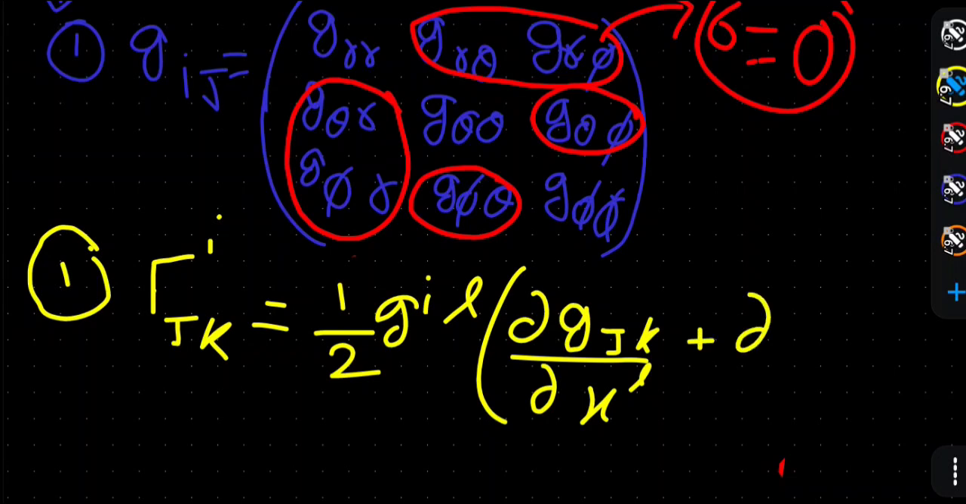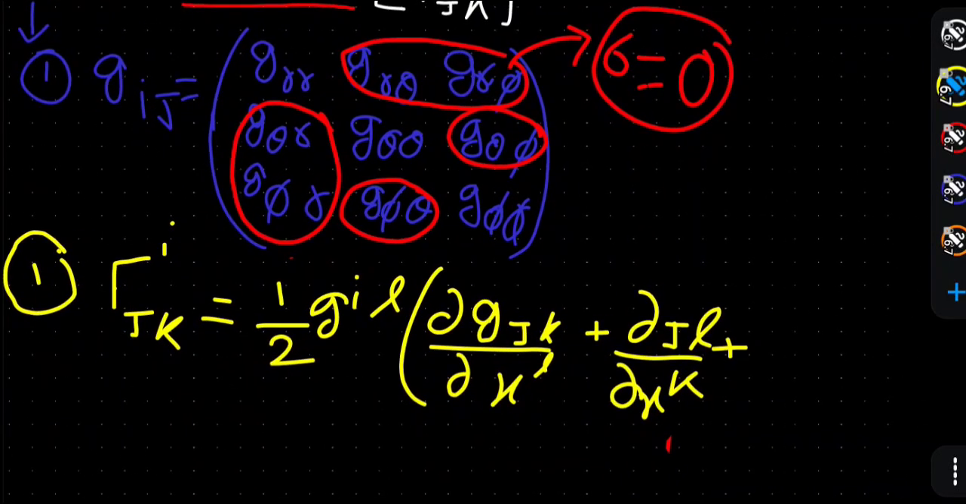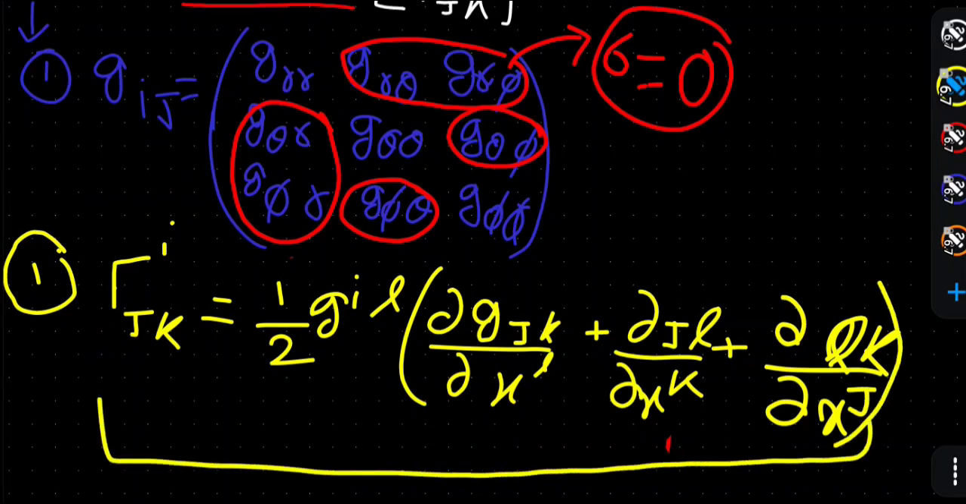∂x^l plus ∂g_jl divided by ∂x^k and plus ∂g_lk divided by ∂x^j. So this particular Christoffel symbol. So this is the formula of the Christoffel symbol.